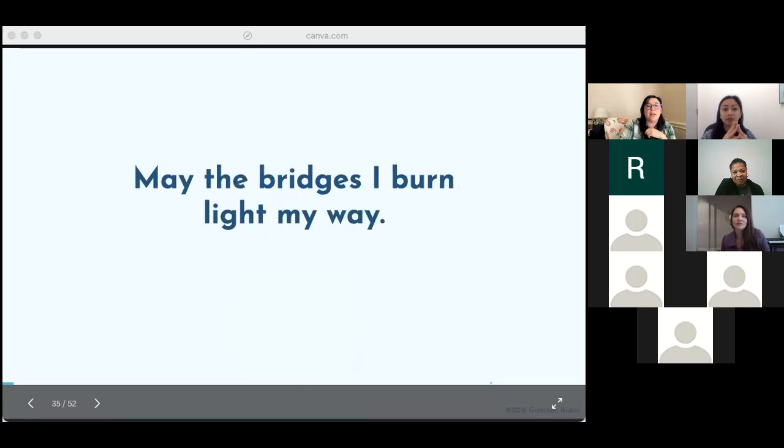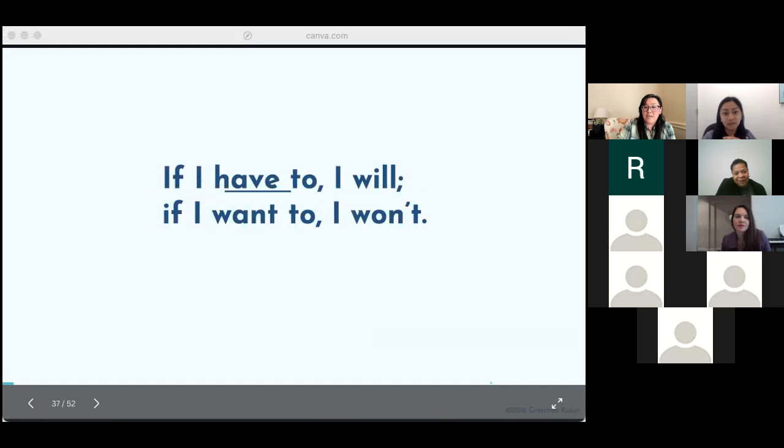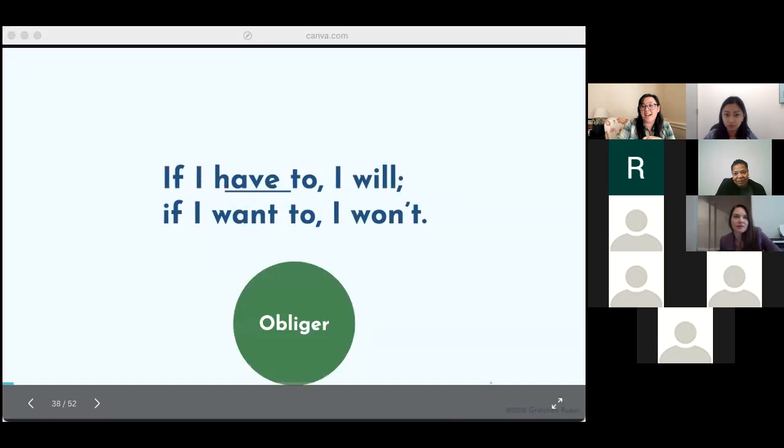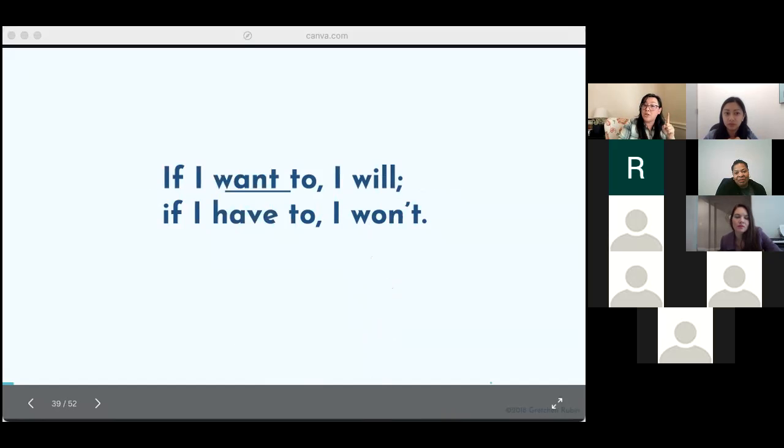May the bridges I burn light my way. That must be a rebel. Yep. If I have to, I will. But if I want to, I won't. Maybe an upholder? No. Is that a rebel again? I think it's obliger. Yeah, okay. That's the difference between the external and internal. I have to know. If I want to, I will. If I have to, I won't.